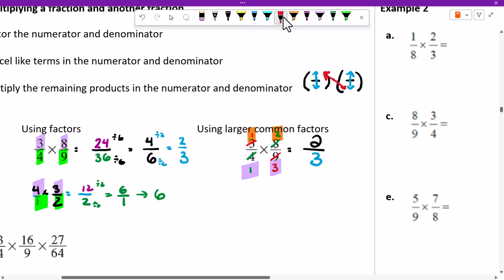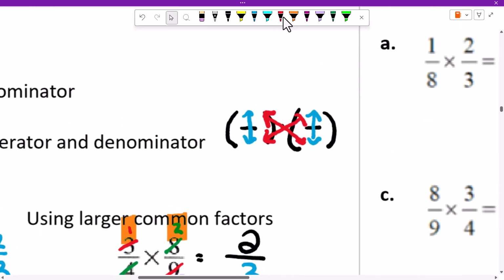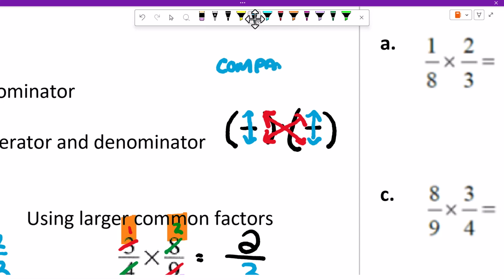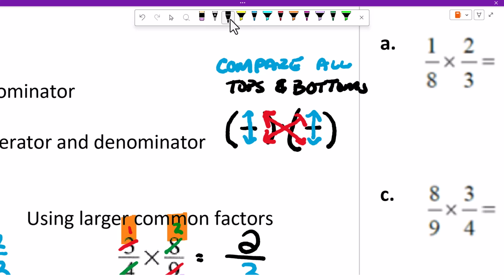So we need to compare all tops and bottoms, right? So we're going to say, compare all tops and bottoms. Okay? Now, where students go wrong with this method is 2 spots. Sometimes they pick 2 top numbers to make it go smaller, or 2 bottom numbers to make it go smaller. It doesn't work that way. When you're making a fraction smaller, it has to be a top-bottom pair.